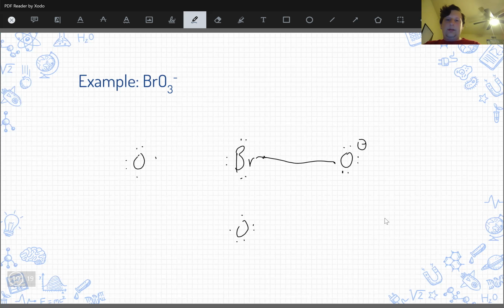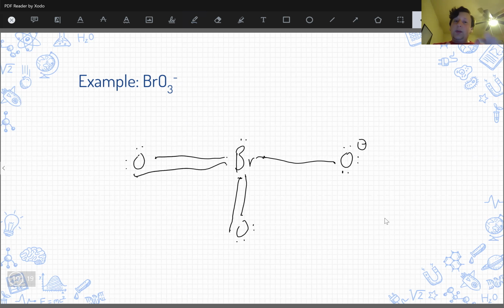Let's start bonding. Oh, well, we ran into a problem. We no longer have non-bonding electrons to bond with the center atom. So we're going to have to start splitting up some of these pairs. So let's actually split this pair up to bond here, and split this pair up to bond here.